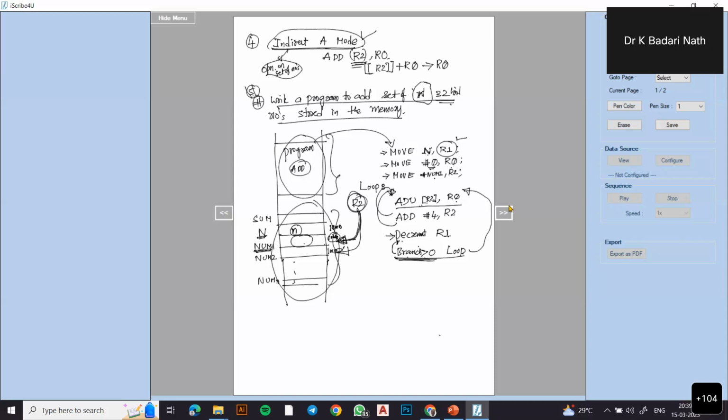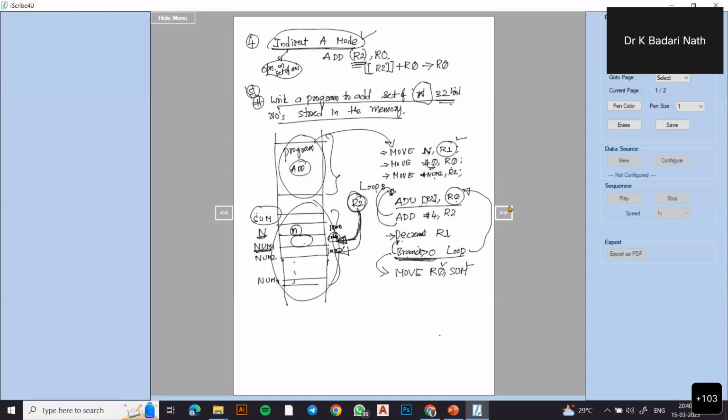Once R1 becomes 0, it will not continue here. It will come to the next instruction. So what is the next instruction? We know that the answer is accumulated in the register called R0. So I have to store that answer back into another location called sum. So I'll be storing it with a move instruction. My answer is in R0. I'll move it into sum. So what addressing mode is it? This is register. This is direct addressing mode.